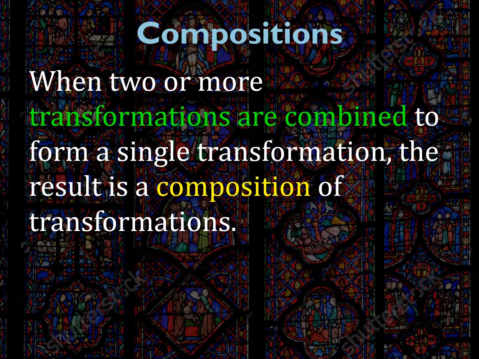Next is a composition. A composition is when 2 or more transformations are combined to form a single transformation. So the result is a composition of transformations. You're doing 2 or more things to a shape. So you might move it and then rotate it. You might reflect it and move it. We'll look at all the other types of transformations later. Today we're just looking at translations.